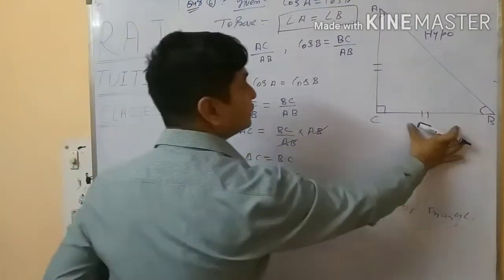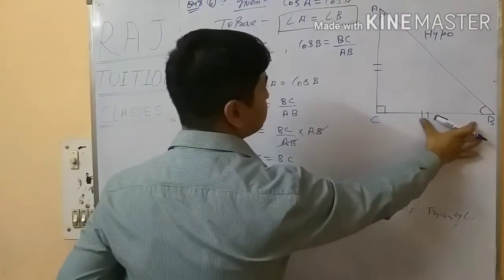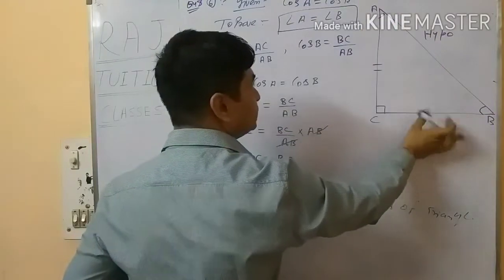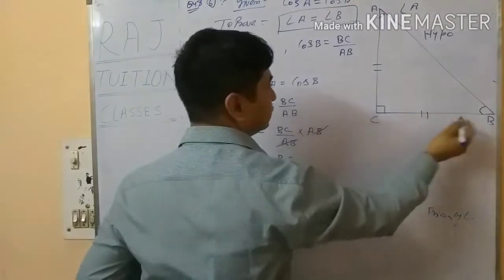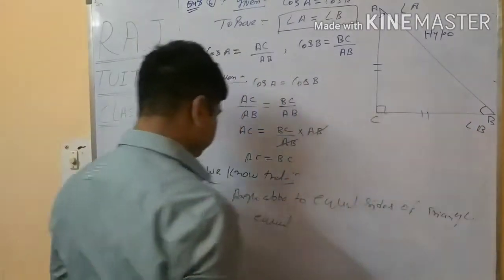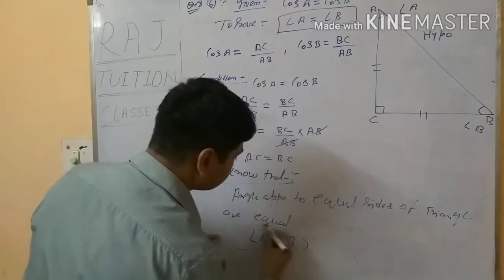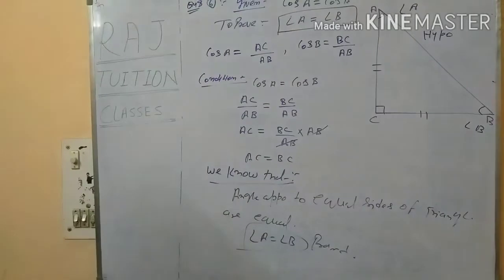Angle opposite to equal sides. So the angle opposite to BC and the angle opposite to AC will be equal. Angle opposite to BC is angle A. Angle opposite to AC is angle B. So angle A equals angle B. Proved. This was a simple question. Just try it.